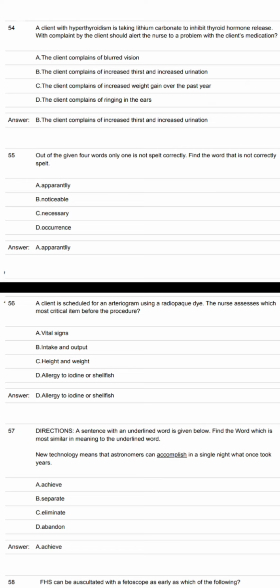Out of the given words, only one is not spelled correctly. Find the word that is not correctly spelled. The answer is A. Apparently.